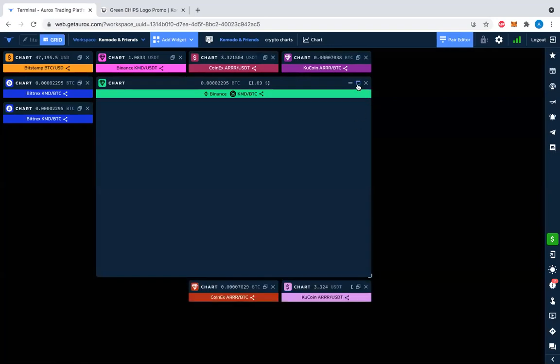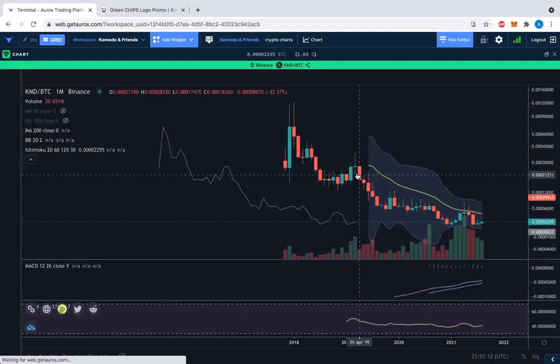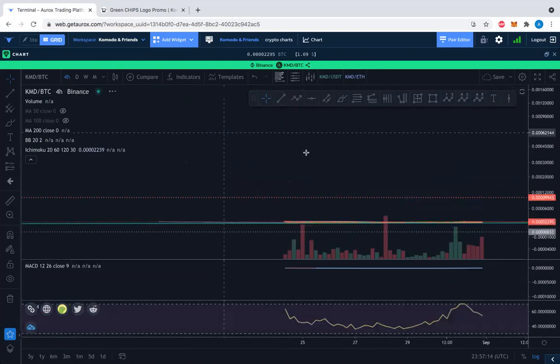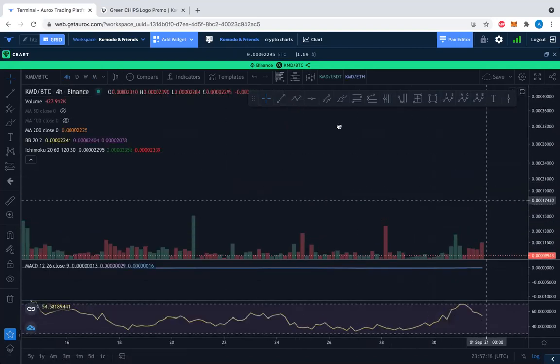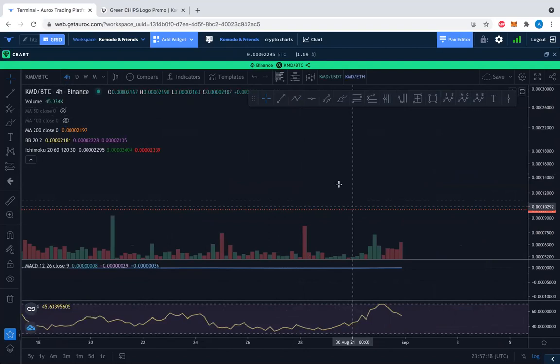So going back to the KMD BTC price chart, down to a lower time frame. We'll play around this 4-hour price chart.